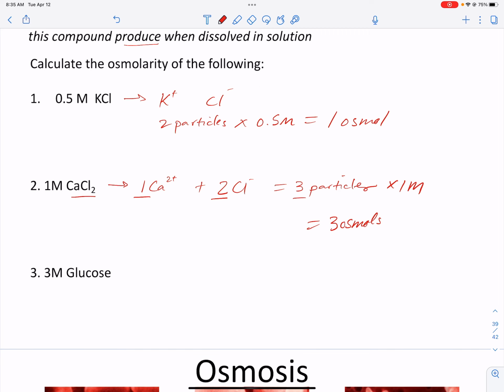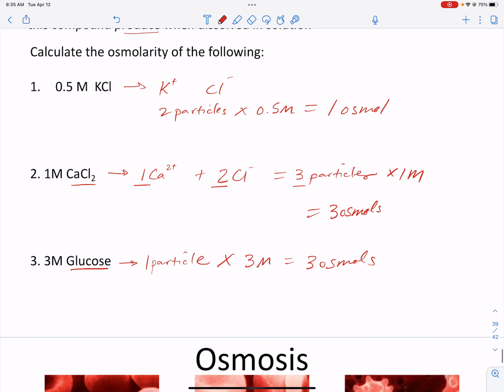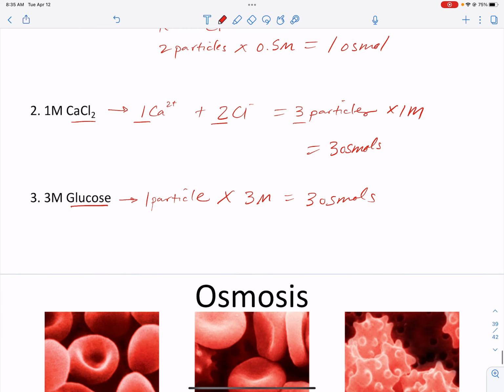Okay, can you do the last one ahead of me? Maybe pause the video and tell me what the osmolarity of a 3 molar glucose solution would be. This is just going to give me 1 particle, right? Glucose is the particle. So obviously then times your molarity is just 3 osmoles. Because glucose is one of those biological molecules that does not break apart or dissociate into ions. Okay.